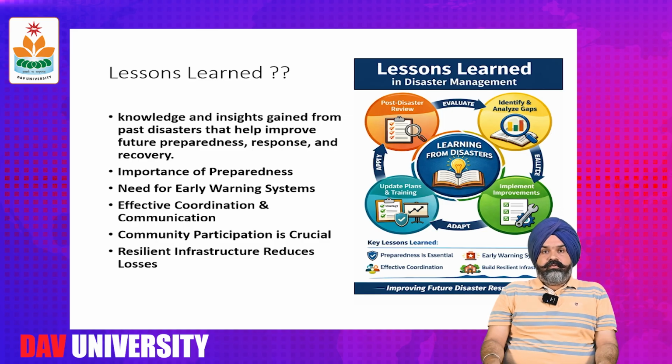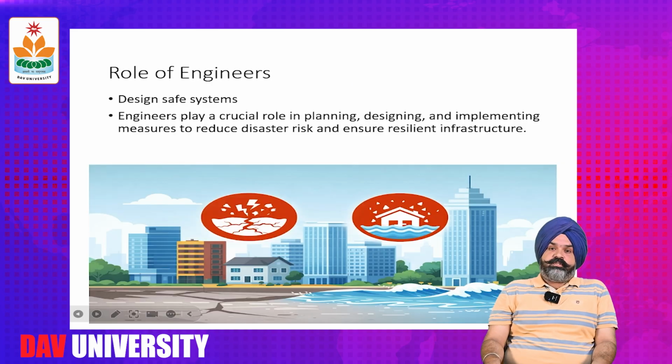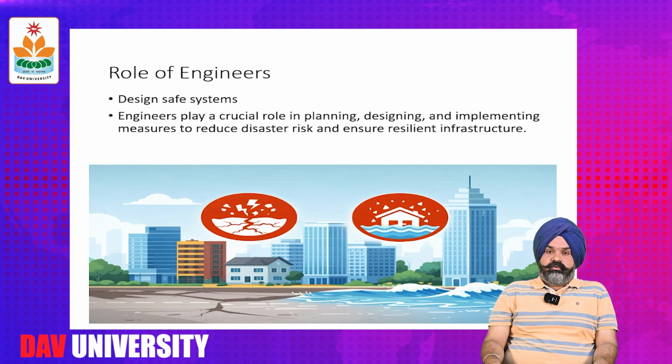Third, we learned about the need for EWS. Early warning systems have an important role in disaster management. We have learned about effective coordination and communication. We have learned about community participation in the crucial stage, and last we have learned about resilient infrastructure that reduces the losses. Now the most important: as an engineer, what is the role of an individual?